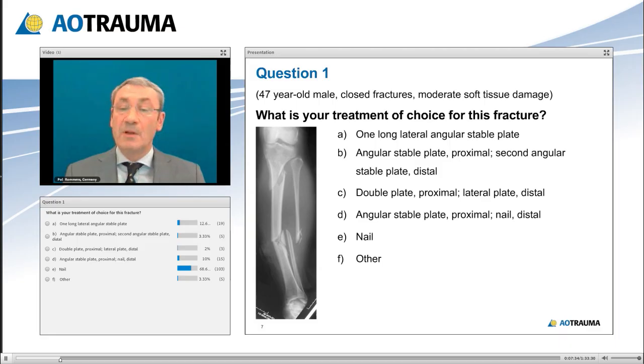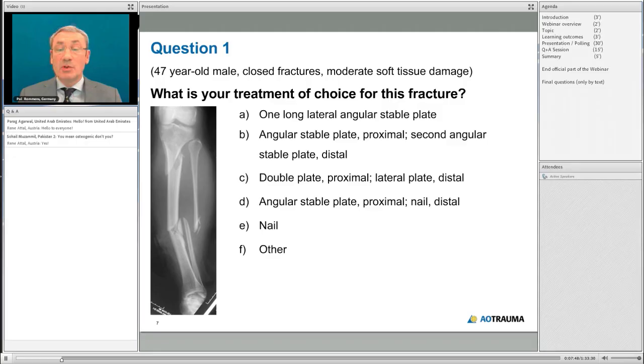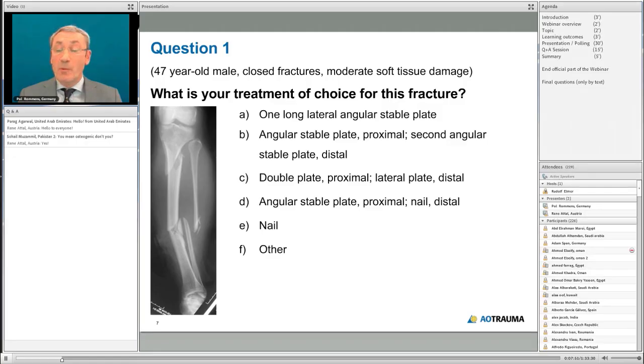Okay? We will end this poll and show you the results of this question, your answers. So most of you have chosen a nail solution. I think that this is a correct answer.